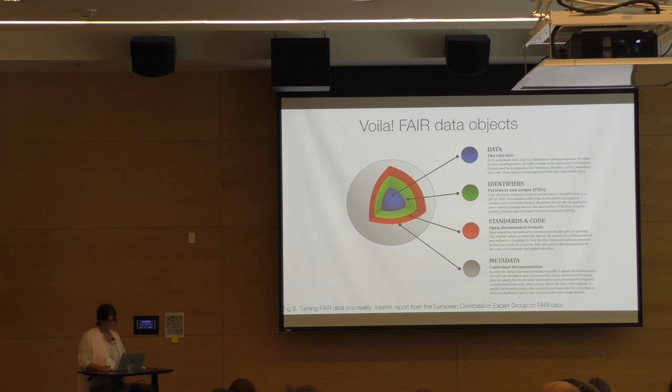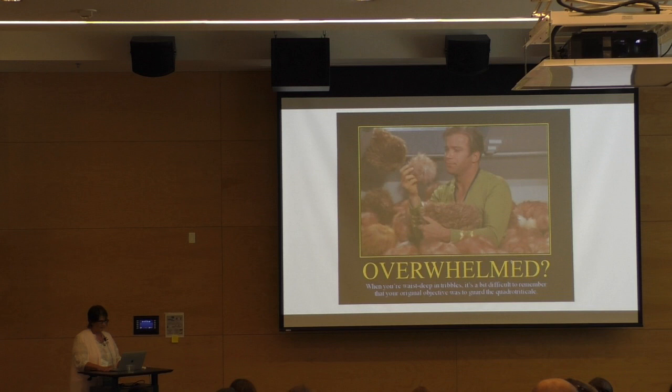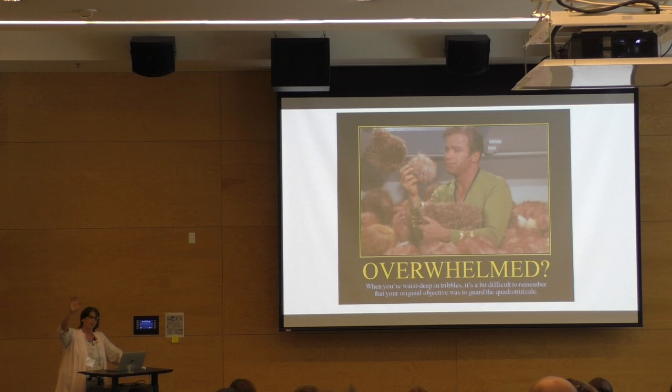So basically, if you follow all 15 of these things, voila, right? You've basically produced a FAIR data object. It's got core bits of data, it's got the right identifiers, it's got standard and code, and it's got metadata. Easy, right? Well, of course, I'm sure most people right now are looking at this, and most people, when they bother to go beyond the findable, accessible, interoperable, and reusable, go, gee, I don't really know. I don't know what to do.